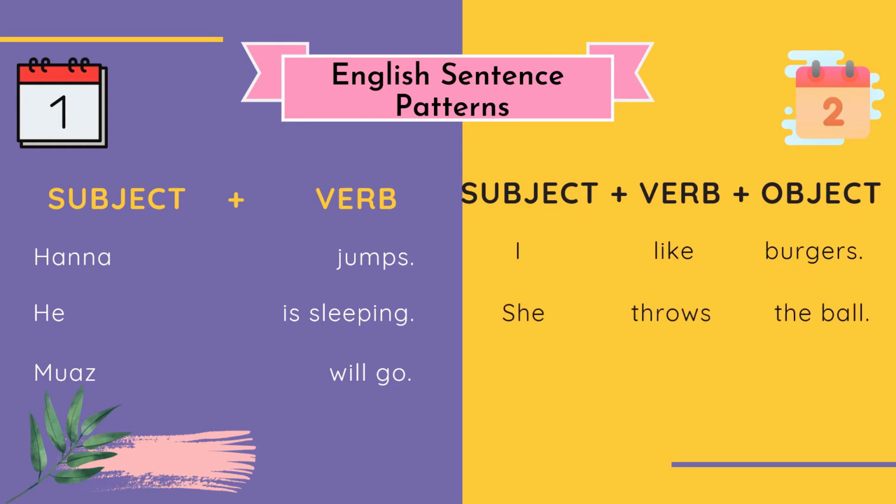Next one, she throws the ball. So she is the subject, dia punya perbuatan is throw, baling, and then the object is the ball. Dia baling bola. And the third example, Alex is reading a book. Okay, let's move on to the next.